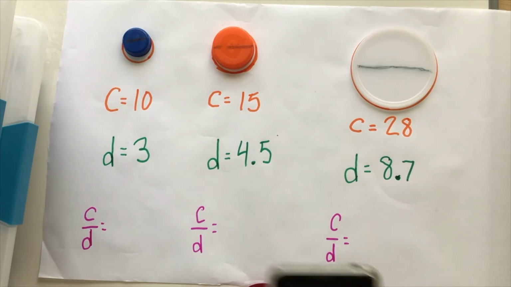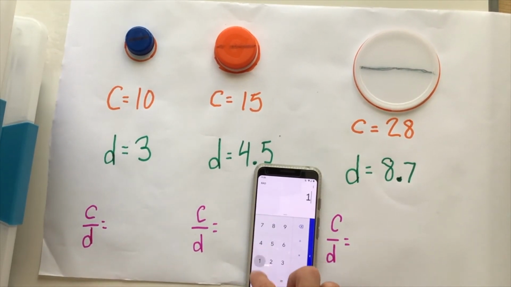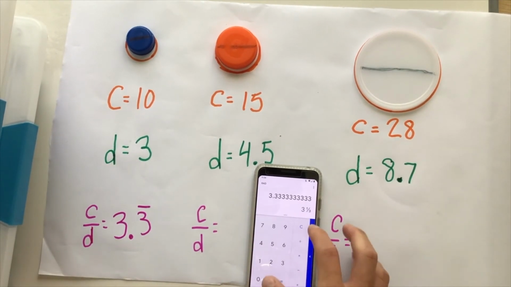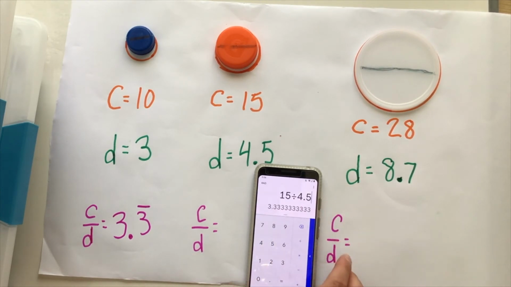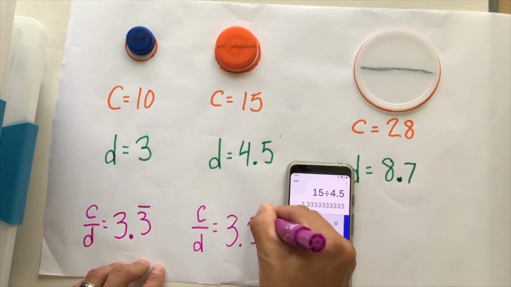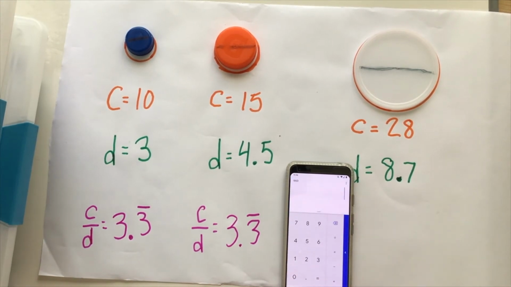So then what we're going to do is take our circumference and divide it by our diameter. And what we're going to find is there is a mathematical pattern that possibly holds true. 10 divided by 3 is 3 1/3, 3.3 repeating. If I do it for my medium-sized circle, I have 15 divided by 4.5. Oh my gosh, it's also 3 1/3 repeating. How the heck is this possible that two different sized circles would have the same relationship?